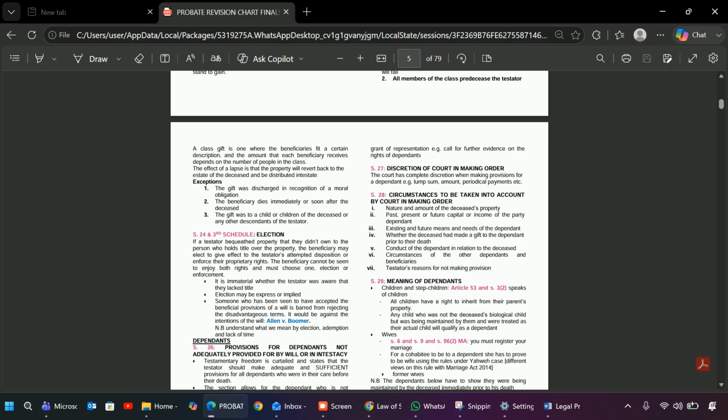It is immaterial whether the testator was aware that they lacked title. Election may be express or implied, and someone who has been seen to have accepted the beneficial provisions of a will is barred from rejecting the disadvantageous terms. It will be against the intentions of the will. You must understand what we mean by election, ademption, and lapse of time.